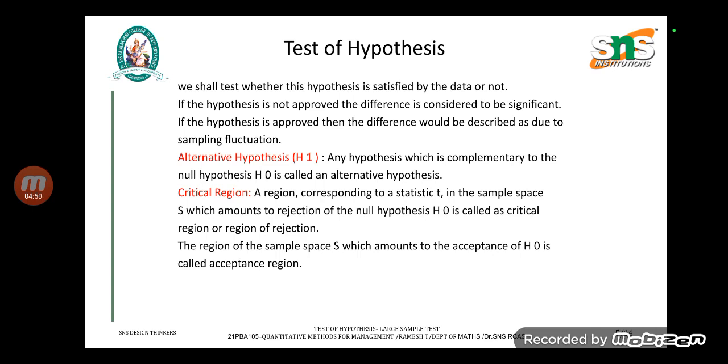So what is the critical value or significant value? The value of the test statistic which separates the critical region from the acceptance region is called the critical value or significant value. What is the level of significance? The probability that the value of the statistic lies in the critical region is called the level of significance.